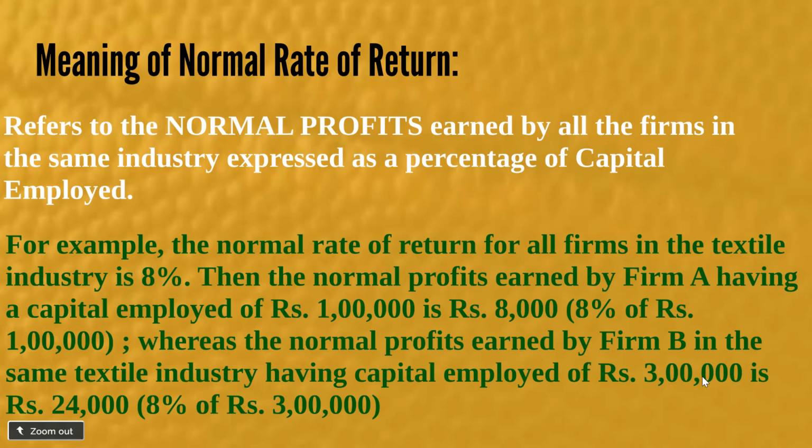Let's say the normal rate of return for all firms in the textile industry is 8%. Therefore, the normal profits earned by, let's say, firm A having a capital employed of rupees 1 lakh is rupees 8,000, which is 8% of the capital employed 1 lakh. On the other hand, the normal profits earned by firm B in the same textile industry having a capital employed of, let's say, rupees 3 lakh is 8% of rupees 3 lakh, which is rupees 24,000.